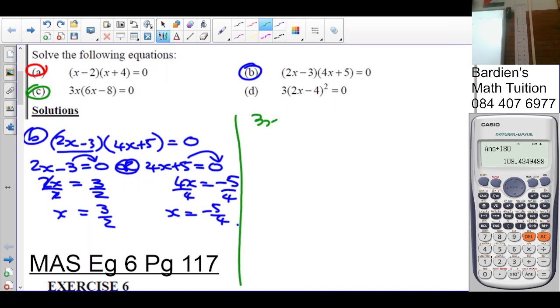Okay. Let's look at C. We've got 3x into 6x minus 8 is equal to 0. Is that in the form of a times b equals 0? Is it in that form? Yes. Okay. So what can we say here? 3x is equal to 0 or 6x minus 8 is equal to 0. So do that quickly and you solve for x in both cases.